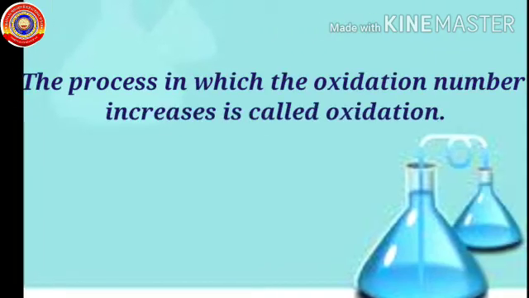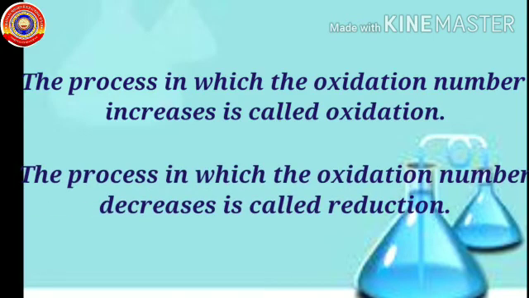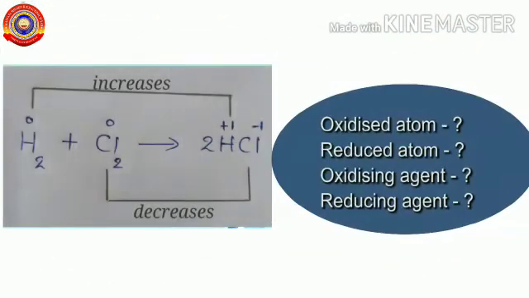The process in which the oxidation number increases is called oxidation, and the process in which the oxidation number decreases is called reduction. During the formation of hydrogen chloride, which atom was oxidized? Which is the reducing agent? Which atom was reduced during this reaction? Which is the oxidizing agent?